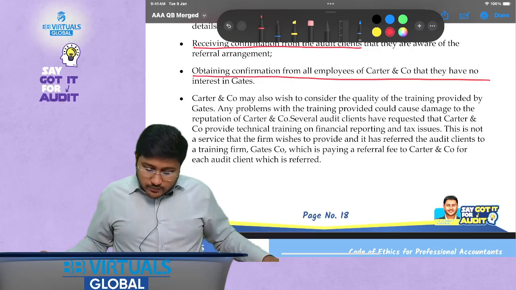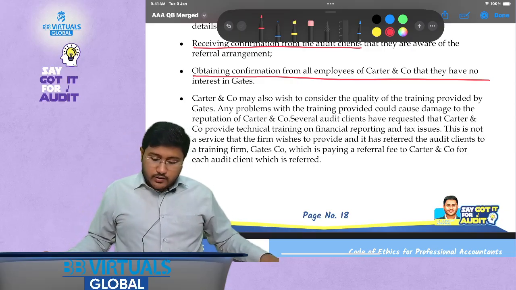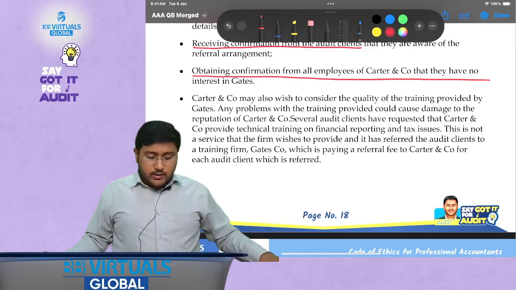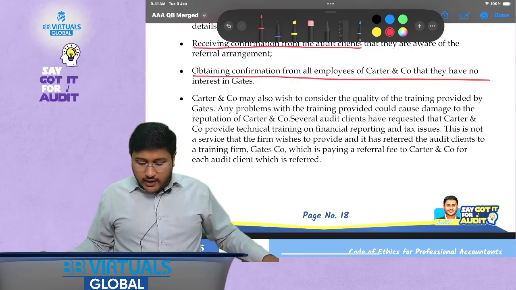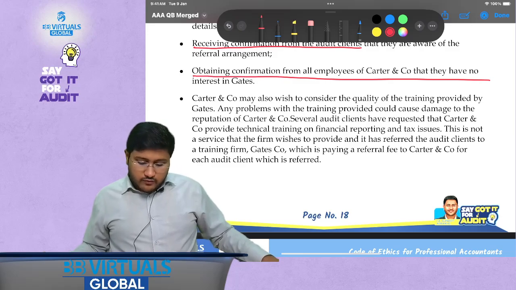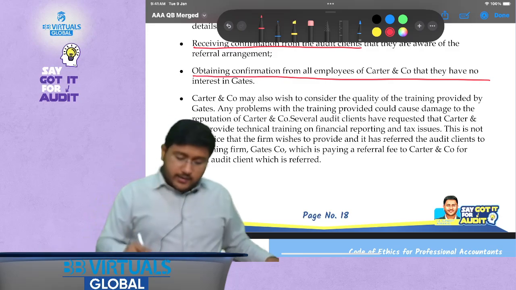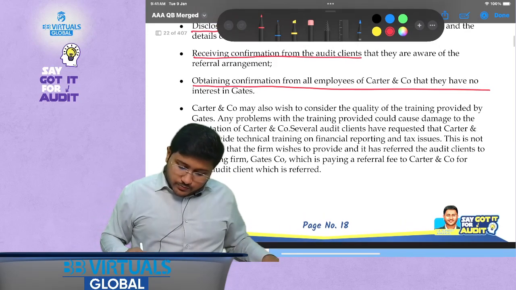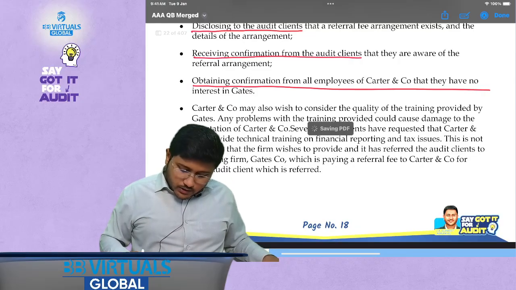Several audit clients have requested that Carter and Company provide technical training on financial reporting and tax issues. This is not a service that the firm wishes to provide, and it has referred the audit clients to a training firm, Gates Company, which is paying a referral fee to Carter and Company. Okay, now I understood what the issue is.